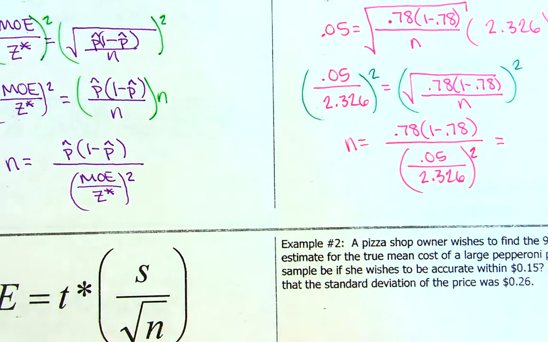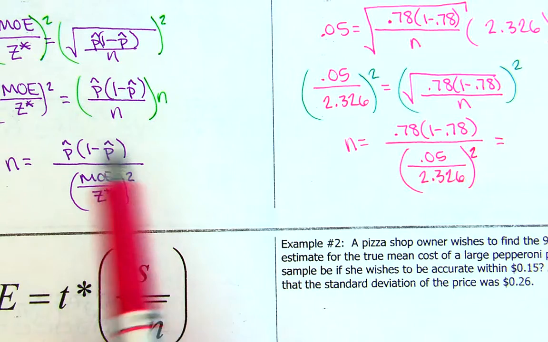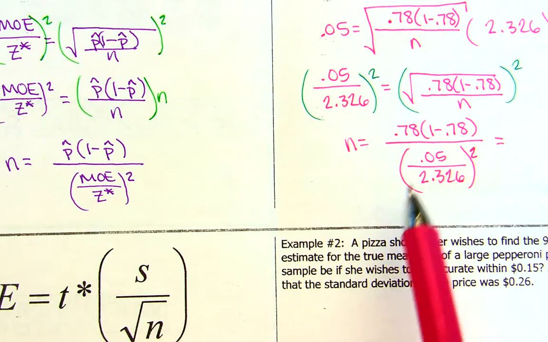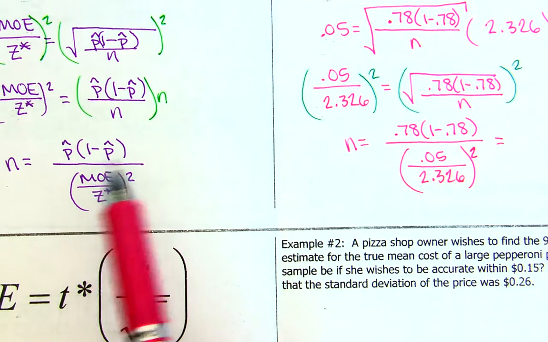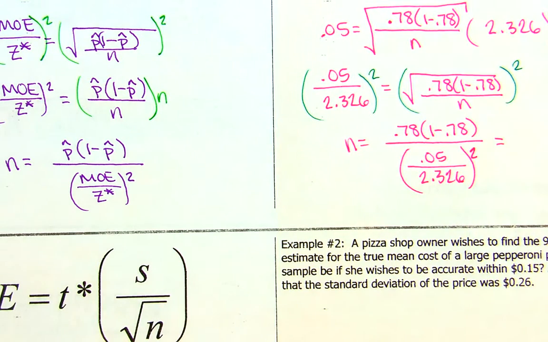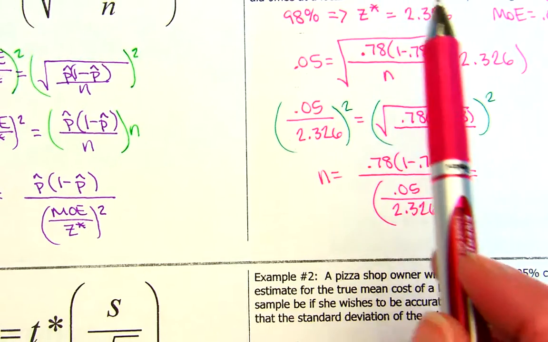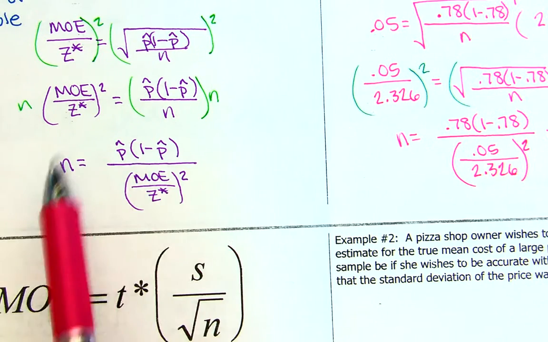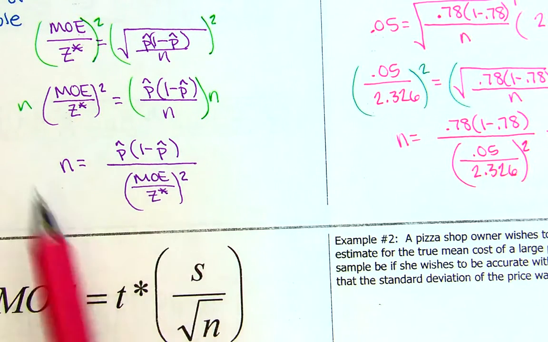So you'll see that ends up being exactly how we had it over here. The p hat times 1 minus p hat on top, margin of error over our z critical value squared in the denominator. So it's the same thing. It's just whether you want to plug in the numbers and work it, or if you just want to plug in the numbers straight into here, you can do that.